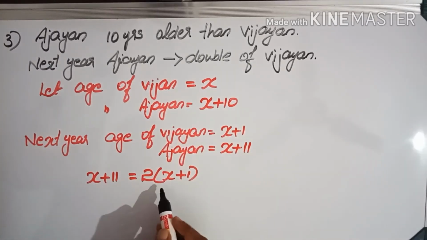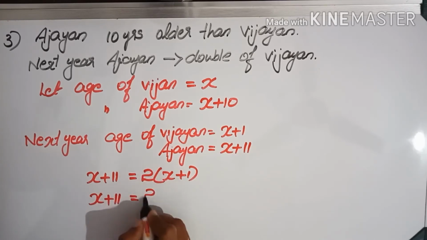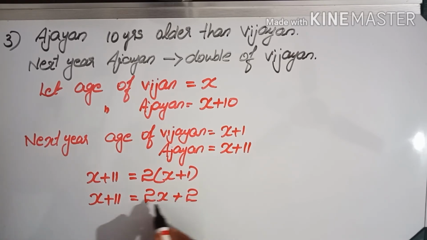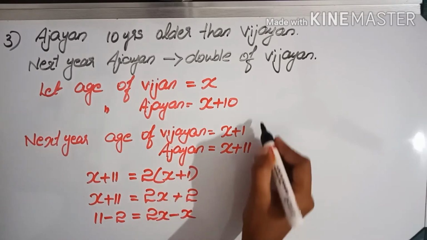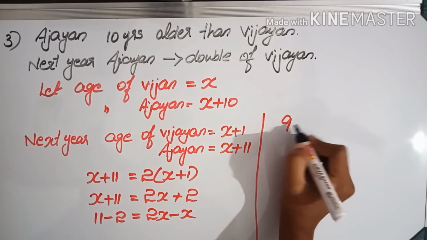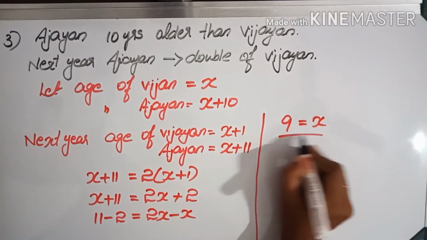Now simplify this equation. x plus 11 equals 2 into x plus 2 into 1, that is 2x plus 2. In the next step, take x to the other side and 2 to the other side: 11 minus 2 equals 2x minus x. 11 minus 2 is 9, equals 2x minus x, which is x. So x equals 9.